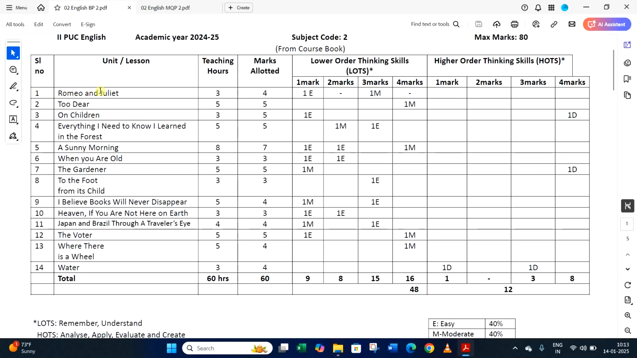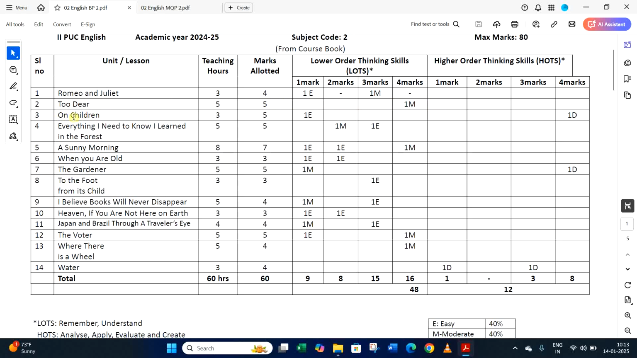Lesson number 1, Romeo and Juliet, teaching hours 3, and marks allotted to this lesson 4 marks. So let us see how many marks are given here in lower order. 3 mark question 1 and 1 mark question 1. So in this way the lesson is given 4 marks. Second lesson you can find here, my dear students, Two Deer, and marks allotted are 5, right? So 4 mark question and 1 mark question.